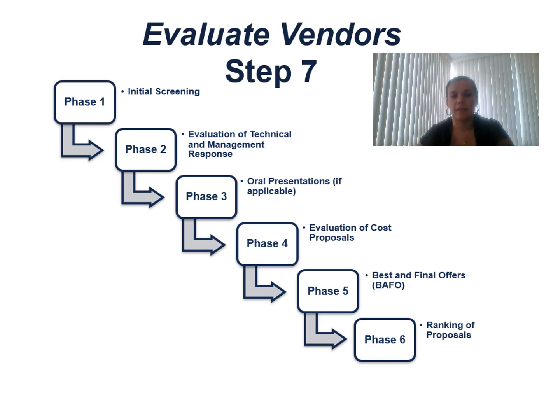So at the end, step 7, go through phase 1, initiation of technical and management response. Phase 3, oral presentation, if applicable, depends on the complexity of the bidding process. Then phase 4, evaluation of cost of proposal. Then phase 5, best and final offer, and phase 6, ranking of proposals. This is like the summary of all the steps that we have been going through.